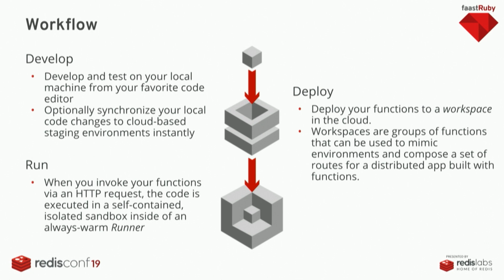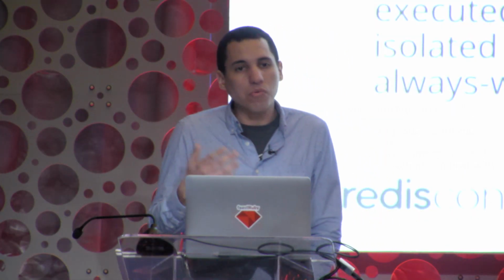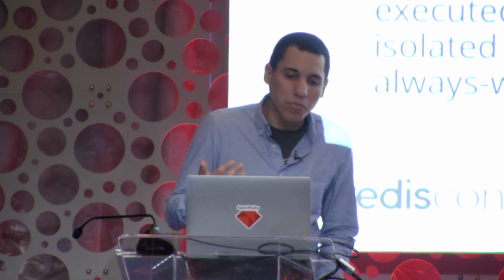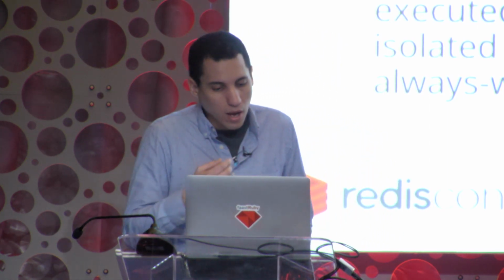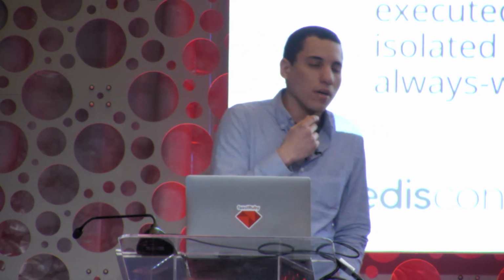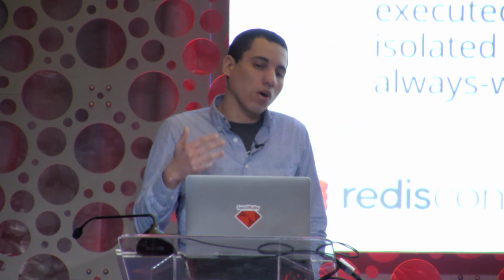Then you can deploy with one command to a production workspace or any workspace that you want. And workspaces are just groups of functions and static assets that compose an application. And then you run it. Right now, at this moment, the only way to run it is through HTTP requests. And the functions will run in what we call runners.